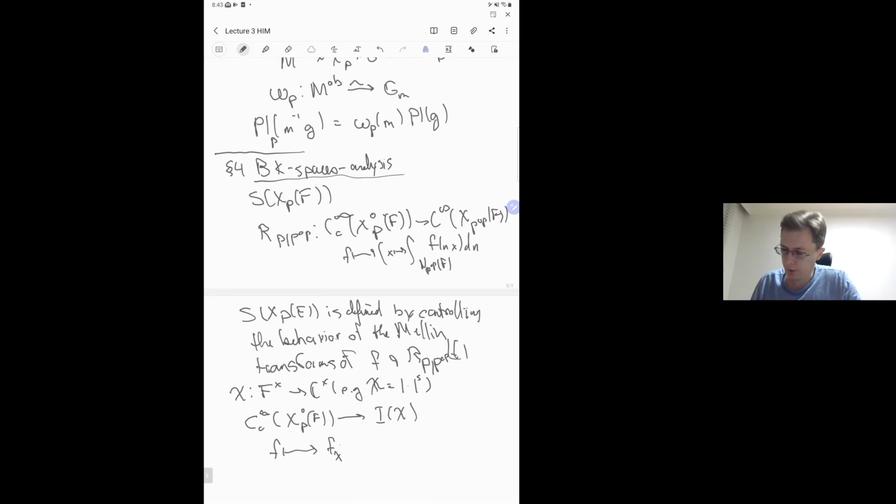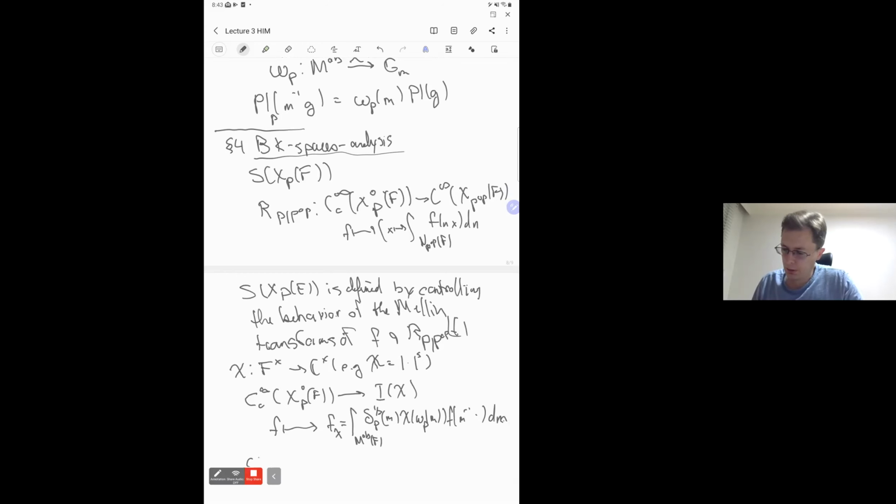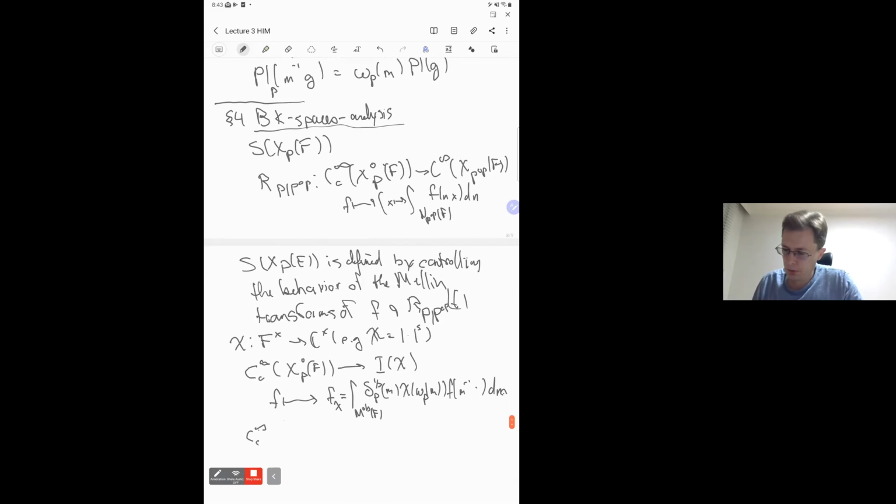It sends f to f chi, which is defined to be the integral over m abelianized of f of delta p^{1/2} m, chi of omega p of m, f of m inverse dm. All right, and there's a similar map from X_P op of F to what we'll call I bar chi.